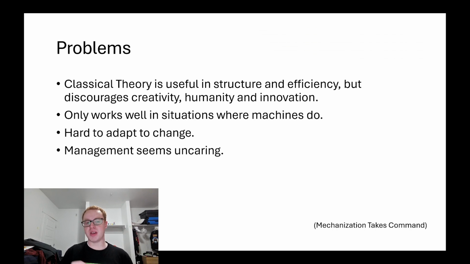Here are some of the problems. When a business is focused and set up in classical theory only, it's not very personal, and it discourages creativity and innovation, and it can't adapt to change, or it's very, very difficult.